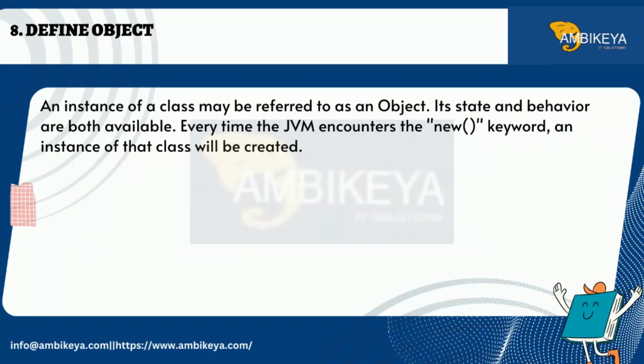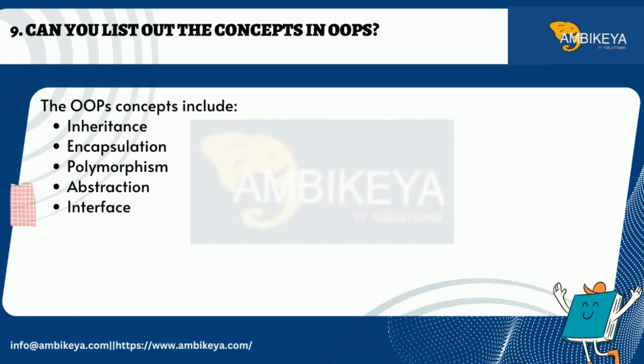Define object. An instance of a class may be referred to as an object. Its state and behavior are both available. Every time the JVM encounters the new keyword, an instance of that class will be created. Can you list out the concepts in OOPs? The OOPs concepts include inheritance, encapsulation, polymorphism, abstraction, interface.